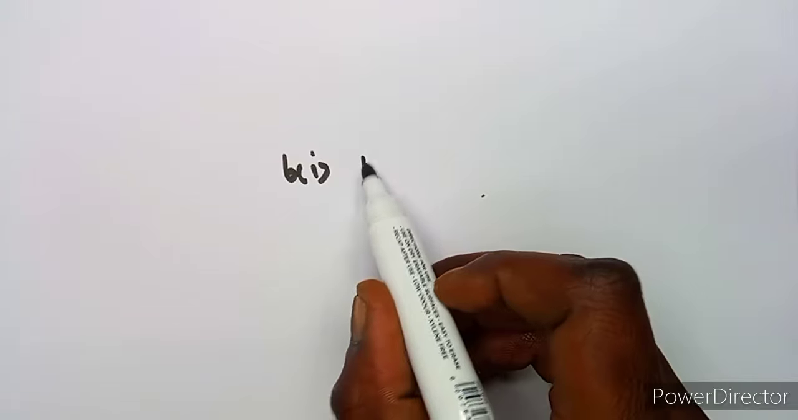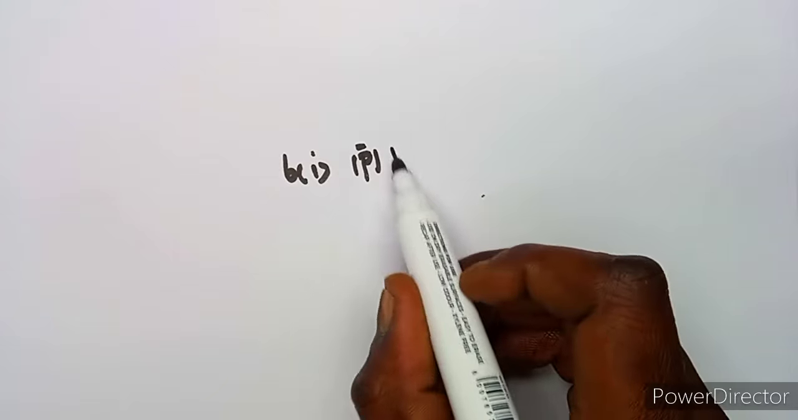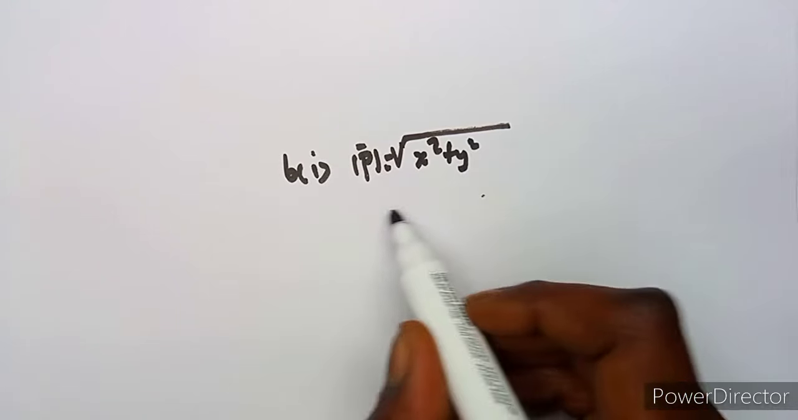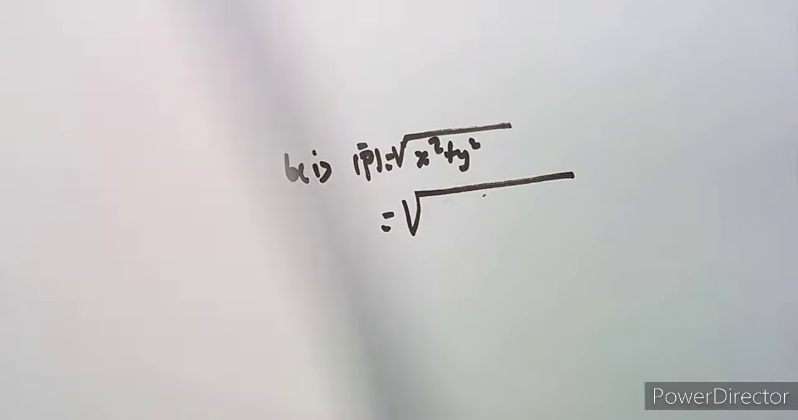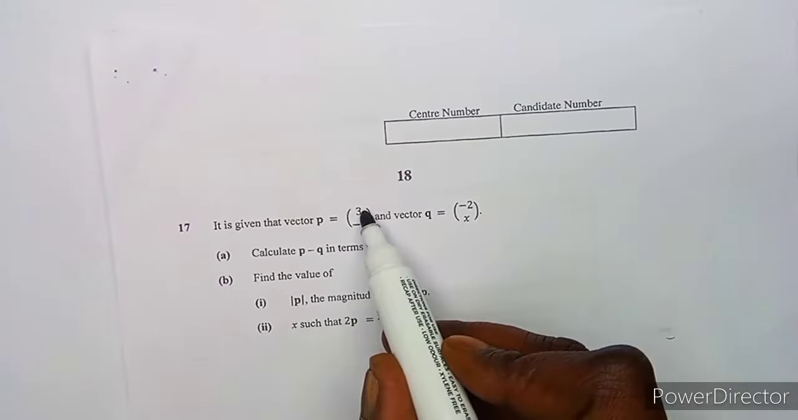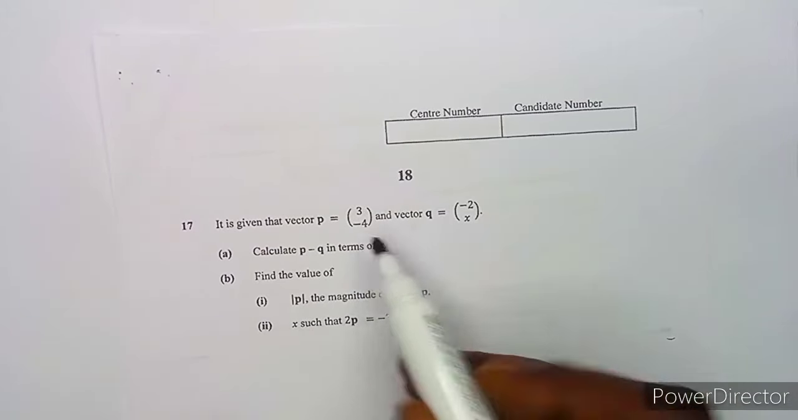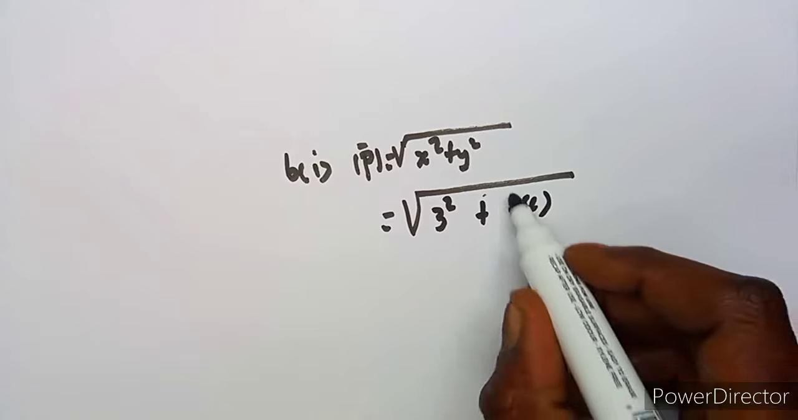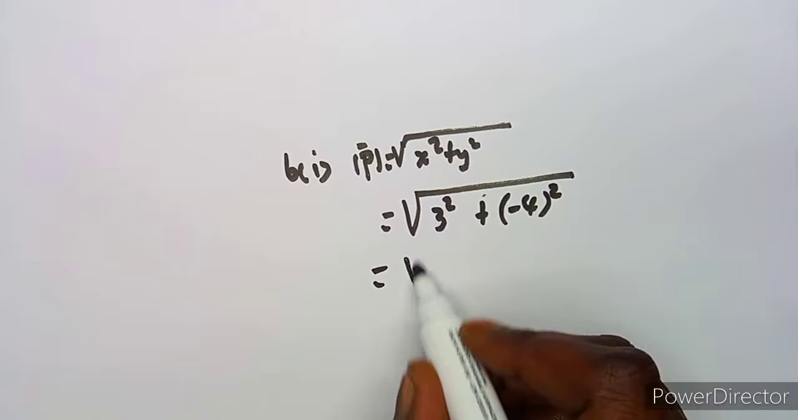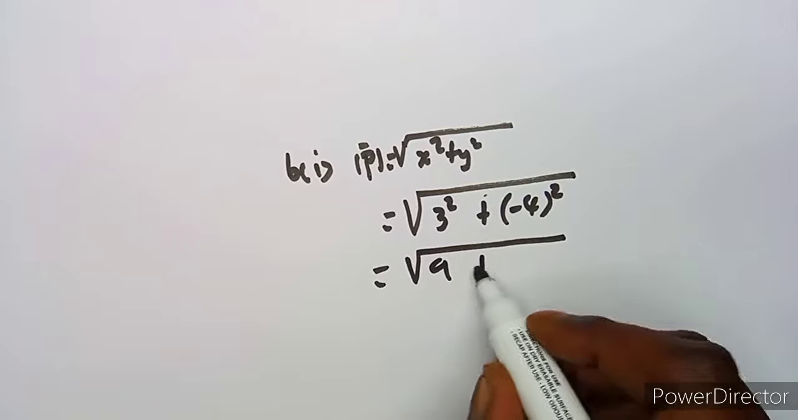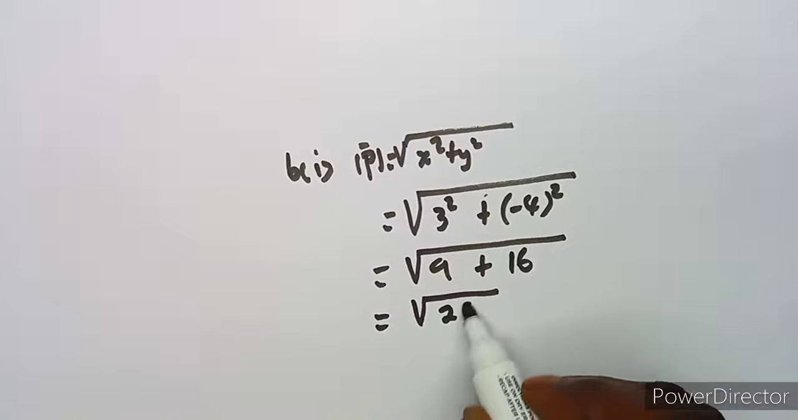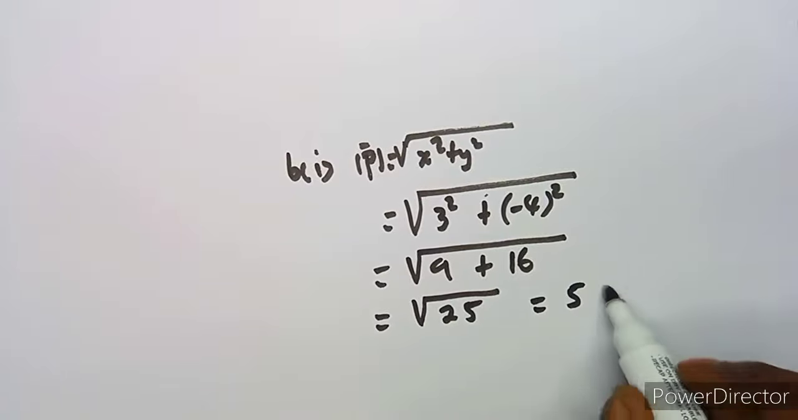So remember that the magnitude, guys, I told you that it represents the square root of x squared plus y squared when given a vector. So it's going to be the square root of p, which is 3 squared plus minus 4 squared. That's the square root of 3 squared, that is 9, plus minus 4 squared, this is 16. So if we add, that's 25, and the square root of 25 is 5.